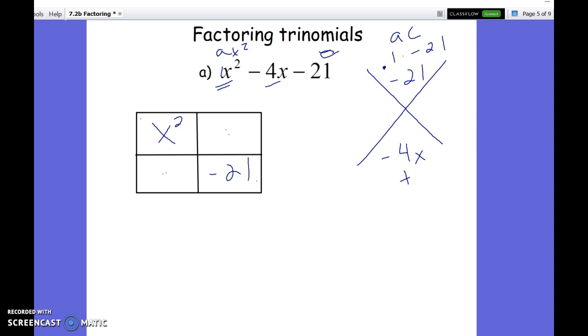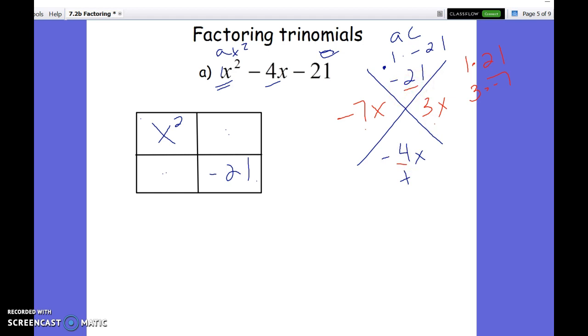Okay, well, let's just look at some factors of negative 21. 1 and 21, let's see, 3 goes into it, 3 and 7, those are our factors. So if we want a negative number, right, we could have negative 7 and positive 3. Negative 7 times 3 is negative 21. Negative 7x plus 3x is negative 4x. So we have found the 2 numbers that multiply to be negative 21 and add to be negative 4.